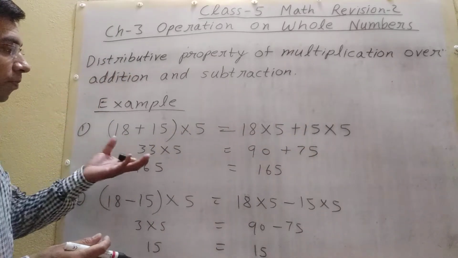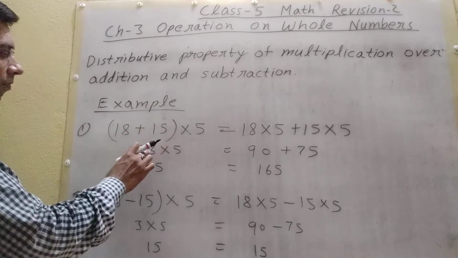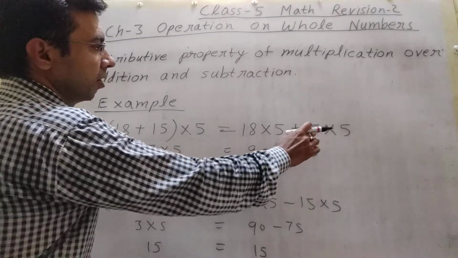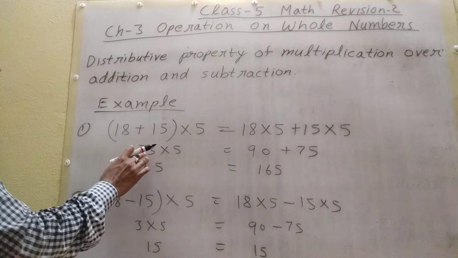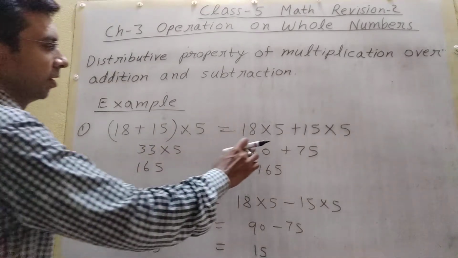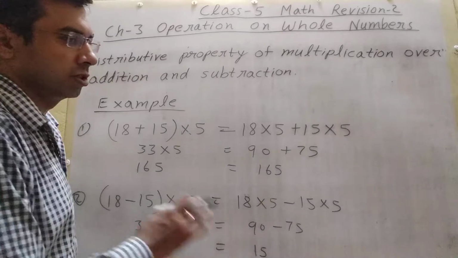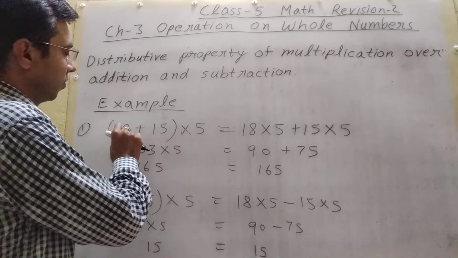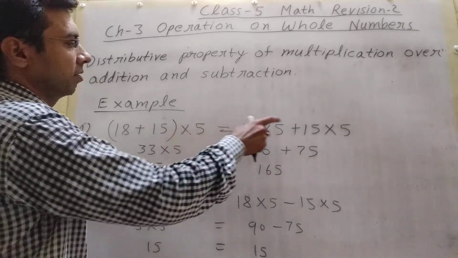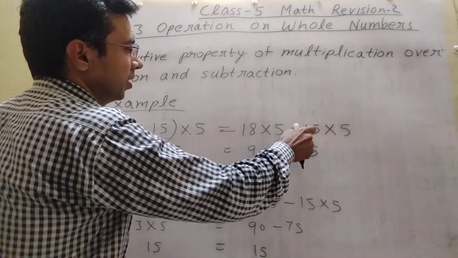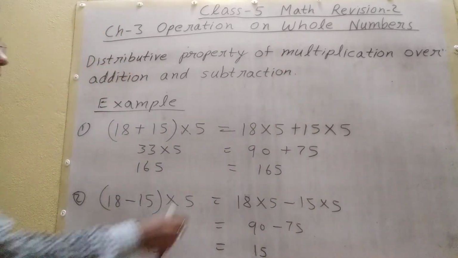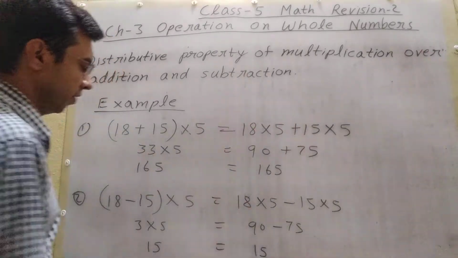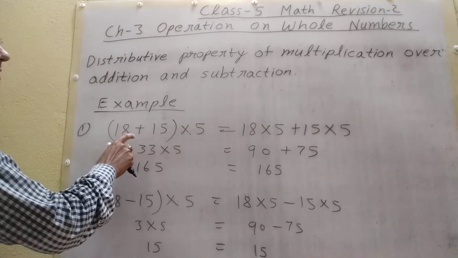Now let's see if both the results are same or not. 18 plus 15, 33. 33 multiplied 5. 18, 5, 90. 90 plus 15, 5, 75. 90 plus 75. 33 multiplied 5, 165. 90 plus 75, 165. Both side results are same. Student, if question is given in this way and we convert it into this format, this process is known as distributive property. It was in addition form.